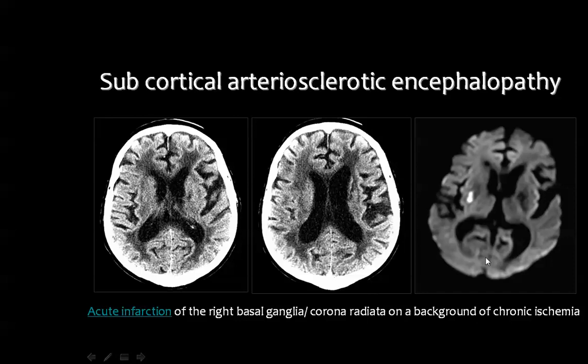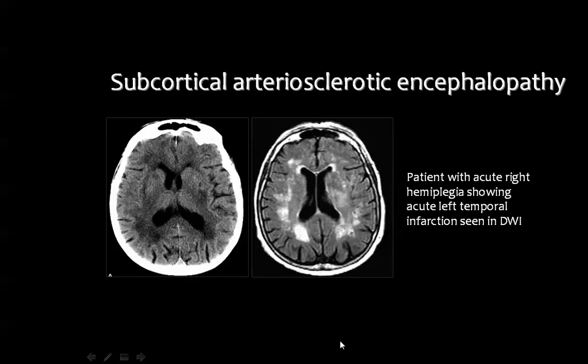Then one of the most sensitive techniques is the diffusion weighted images, and you know that the recent infarction will show restricted diffusion, meaning that it will appear bright whenever the CSF is black. Then the subcortical arteriosclerotic encephalopathy can be diagnosed by CT based on the presence of extensive hypodensities in the white matter, and in the MRI, hyperdensities in the white matter, both in the T2 and in the FLAIR weighted images.